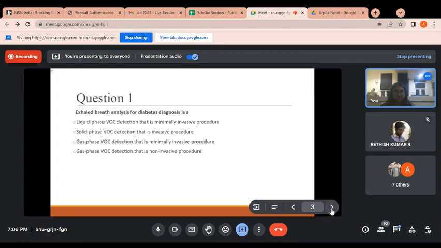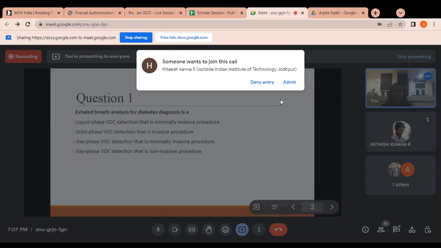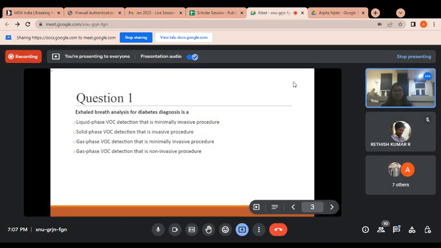So let's start. This is question number 1: Breath analysis for diabetes diagnosis is a. The first option is liquid phase VOC detection, that is a minimally invasive procedure. The second option is solid phase VOC detection, that is an invasive procedure. The third option is gas phase VOC detection, that is a minimally invasive procedure. And the fourth option is gas phase VOC detection, that is a non-invasive procedure. Please unmute yourself and try to give the answer.